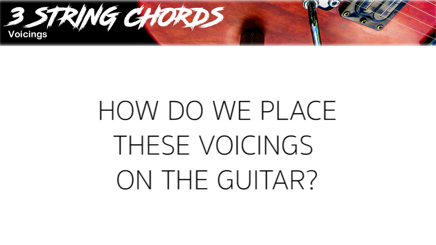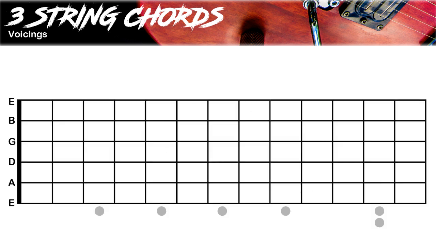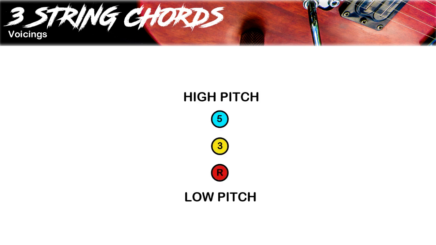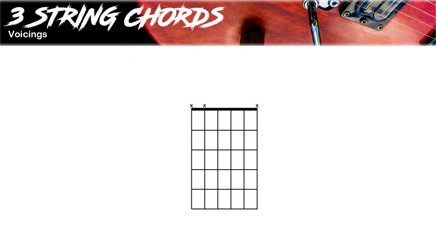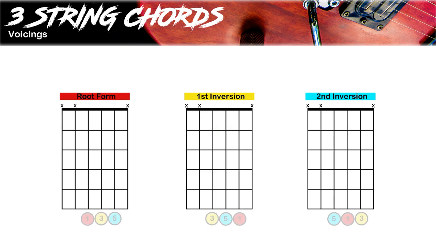How do we place these voicings on the guitar? The guitar has been tuned in such a way as to make it possible to have each of the 3 chord tones within close proximity of one another on adjacent strings. Because these chords consist of 3 notes, we only need 3 strings to apply each chord tone. We will use the D, G, and B strings. Each of these 3 strings will be home to one of the chord tones. The D string is the lowest pitch string, and the B string is the highest.